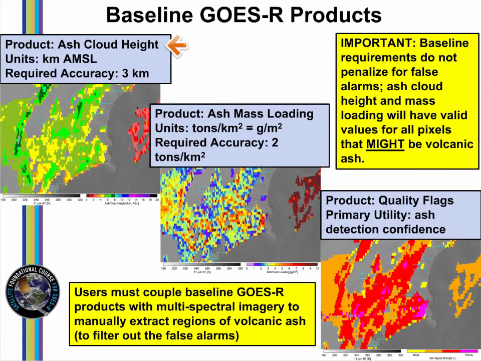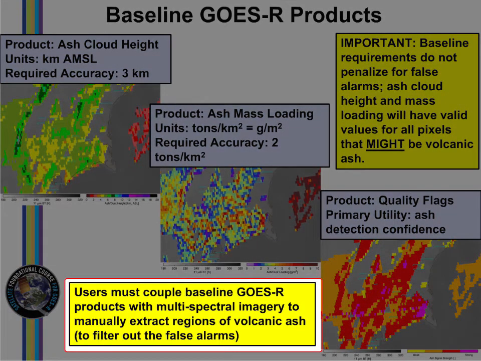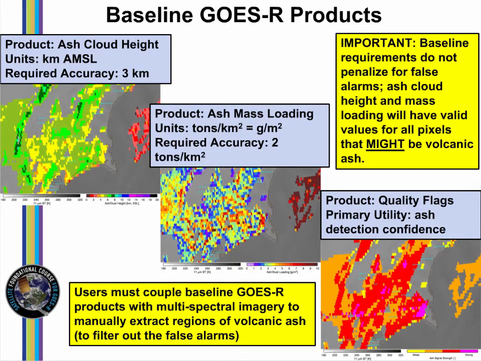Baseline products, ash cloud height and ash mass loading, were designed to identify volcanic events if at all possible, so there is a degree of over-forecast in the fields. From a statistical point of view, there is no penalty for false alarms so long as the probability of detection is high. The best practice is to use the information from the baseline products. If these products suggest an eruption may be occurring, then verify the eruption's occurrence by looking at GOES-R's multispectral imagery, visible, near-infrared, and infrared, to determine exactly where the ash might be. In this way, you can filter out any false alarms.